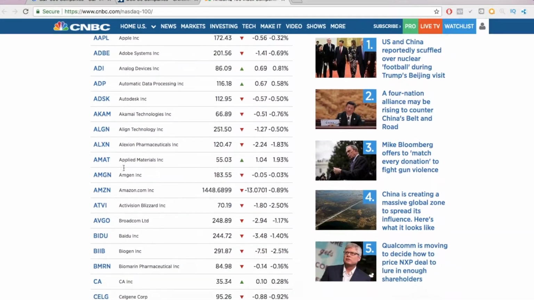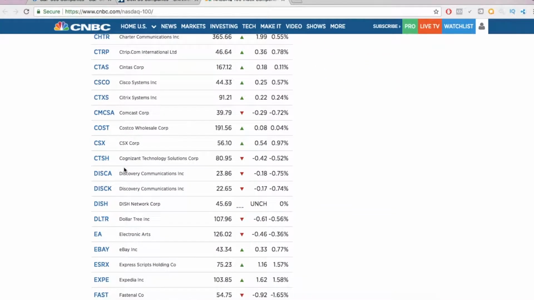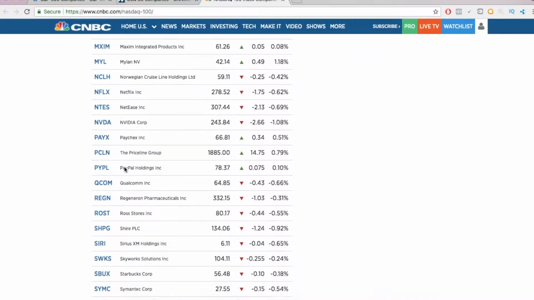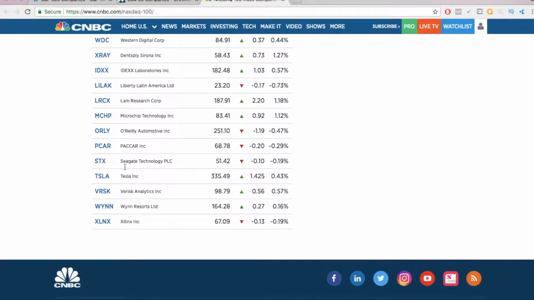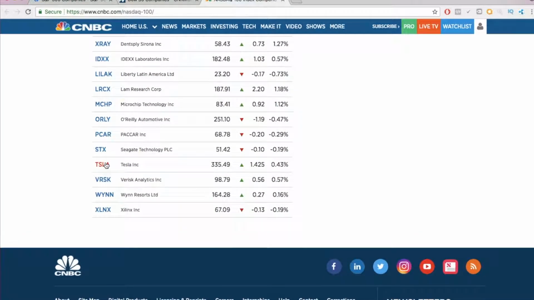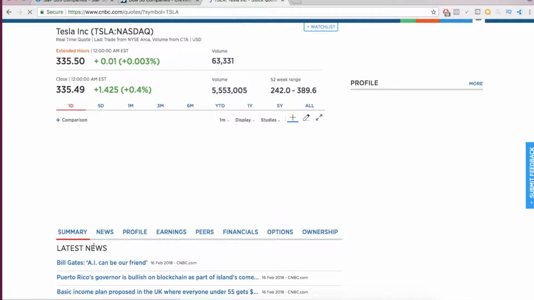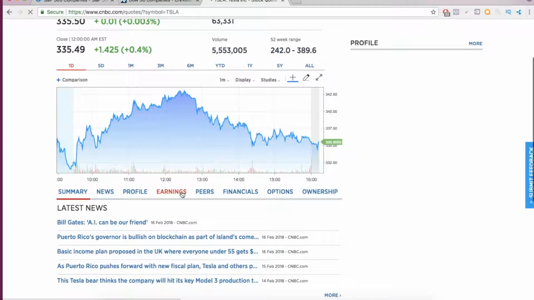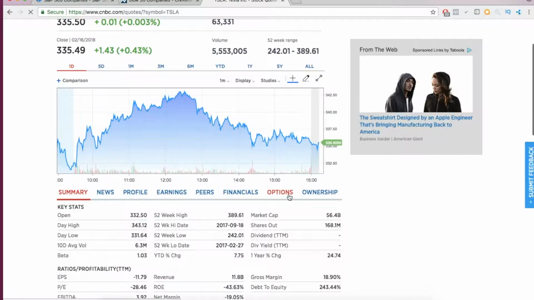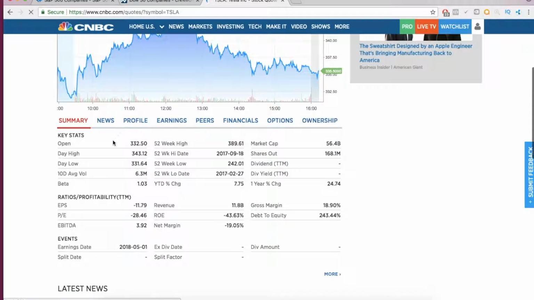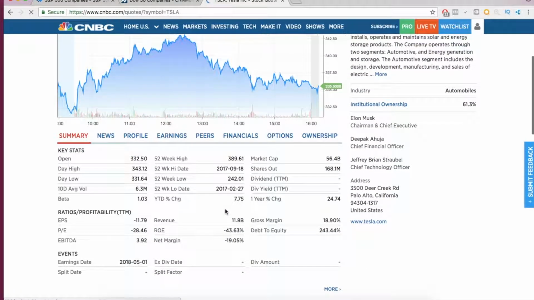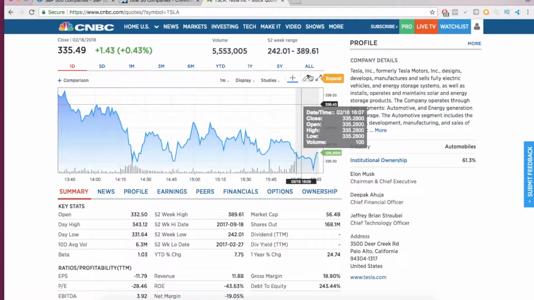Tesla, it's listed under NASDAQ, so that's how we're going to go straight to Tesla. And you're going to click here on the link of Tesla, and voila, you're going to get all sorts of information, anything that's related to summary, news, profile, or earnings, and so on. So you're going to have the key stats, the 52-week high, market cap, etc.